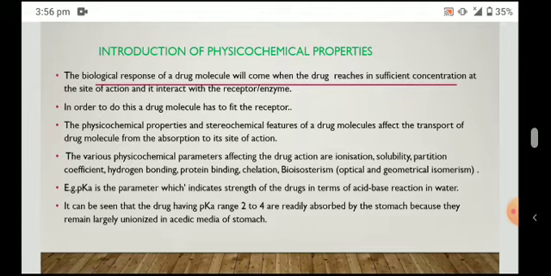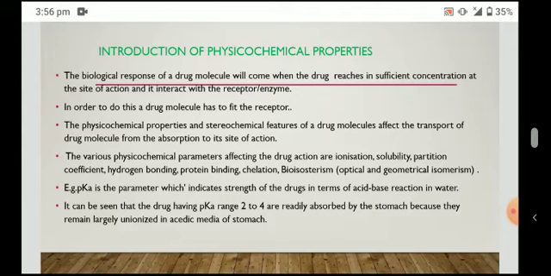The biological response of a drug molecule will come when the drug reaches a sufficient concentration at the site of action and interacts with the receptors. We will get the biological response of a drug molecule when the drug reaches the site of action and interacts with the enzymes. So in order to do this, a drug molecule has to fit the receptor.